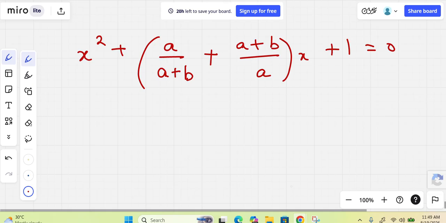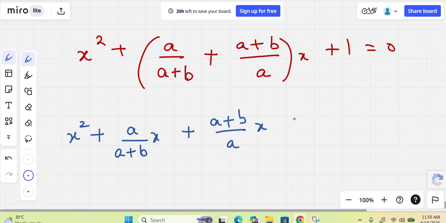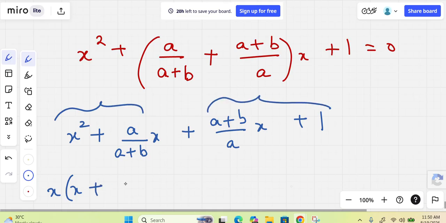Ma'am, do we cross multiply the first part? No, I'm in the middle. Do we solve the bracket first? Sweethearts, just look at this. If I do like this, what do you feel? Do you feel it is already split? Do you feel the middle term splitting is already done? Yes or no? Yes, ma'am. So you just take common for this part and common for this part and you are done.